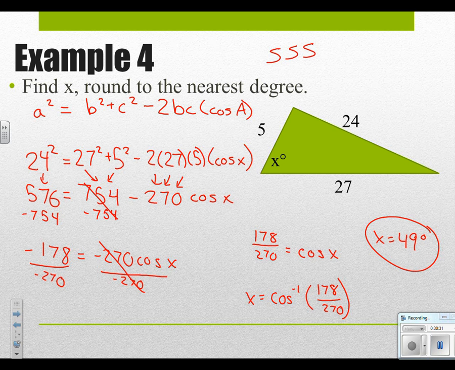Everything you'll be asked to do on the worksheet will be one of those 4 examples. Law of sines, finding a side. Law of sines, finding an angle. Law of cosines, finding a side. Law of cosines, finding an angle.